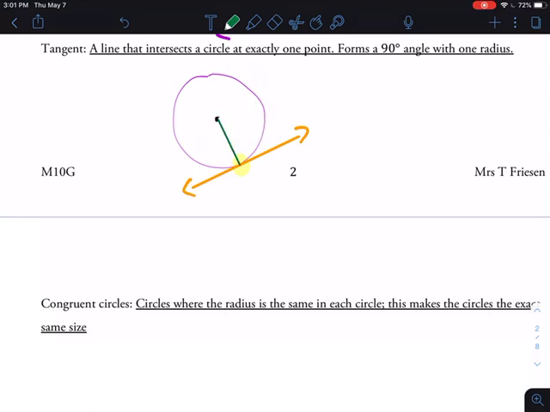Okay. We can see that that's a radius, right? Because that goes from the middle of the circle, the center, to the edge. And this will be a right angle. Okay. Can't draw. Cool. There we go. Good enough. Okay. That's supposed to be a little right angle symbol.